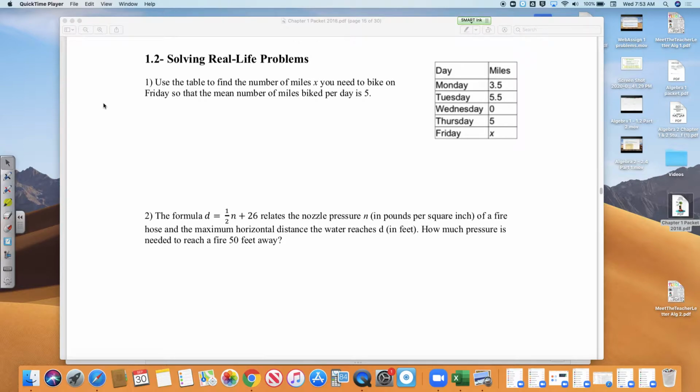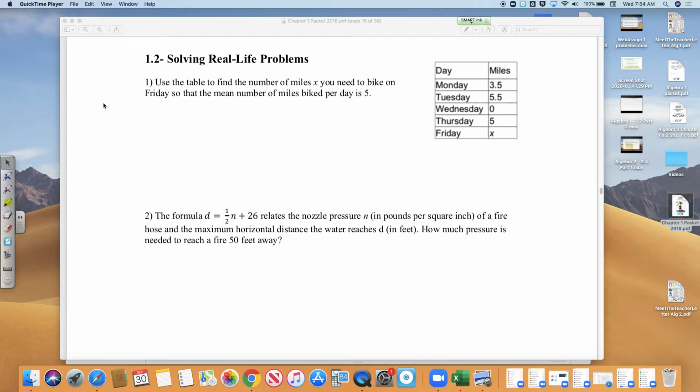But what I want you guys to do throughout this video is when I say stop the video and try the next one on your own, please follow those directions so you can try it without just copying everything that I'm doing. So number 1 says use the table to find the number of miles X you need to bike on Friday so that the mean number of miles biked per day is 5.